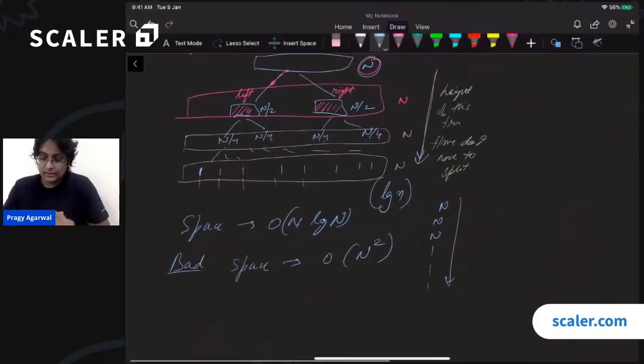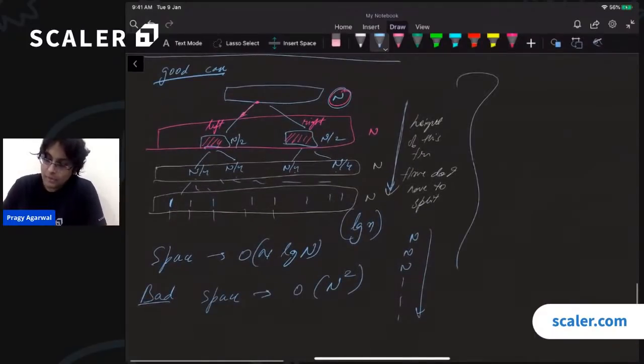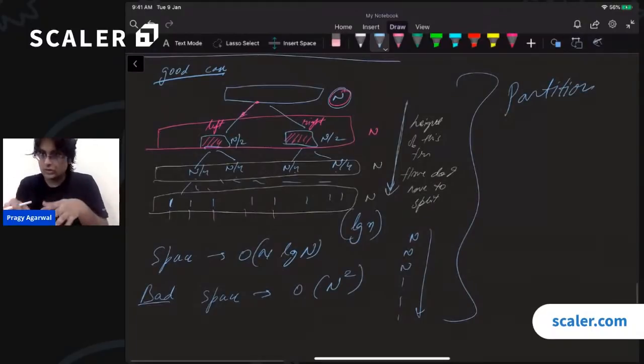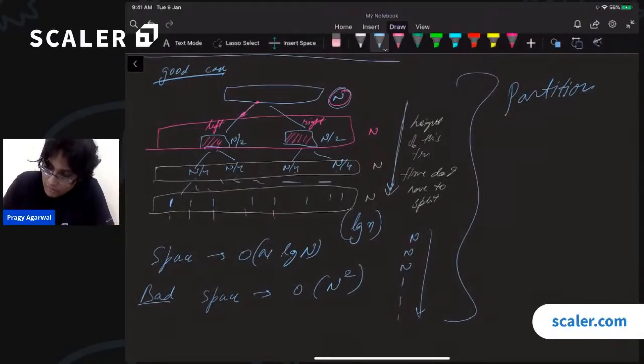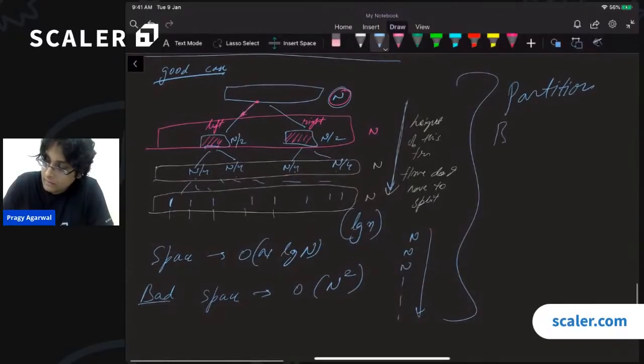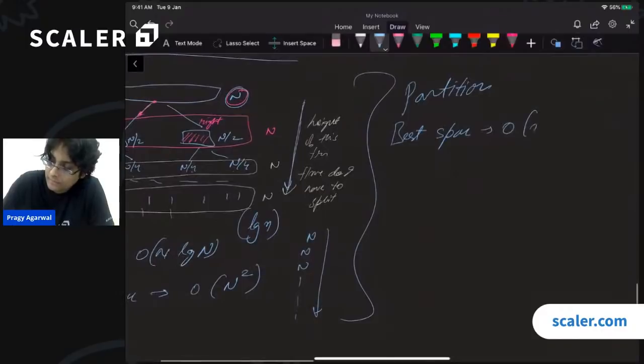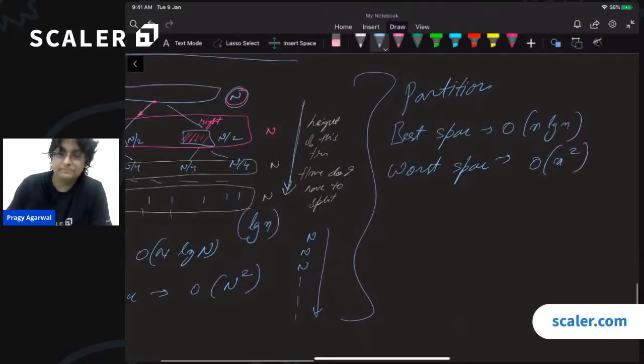Cool. So just remember that for this particular partition algorithm that I used over there, the best case space complexity is order of n log n, and the worst case space complexity is order of n square.